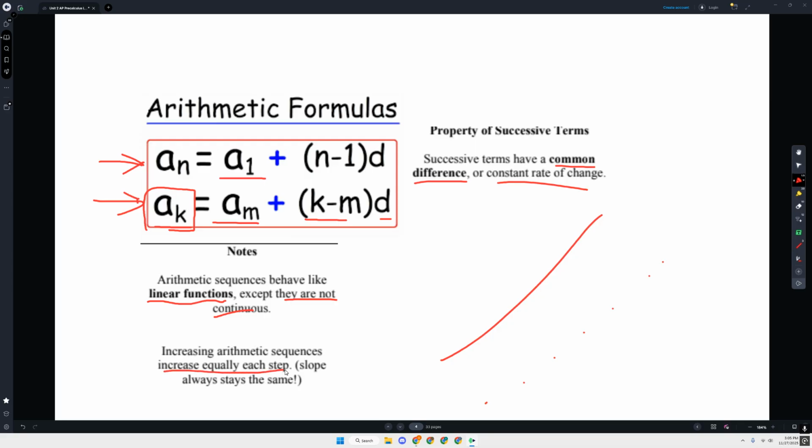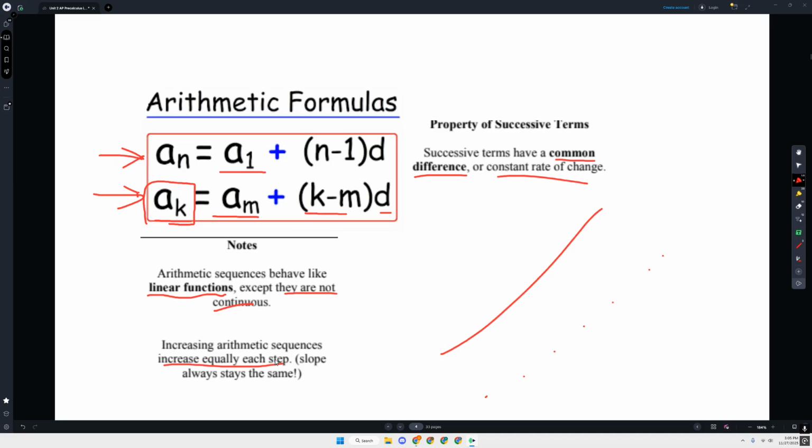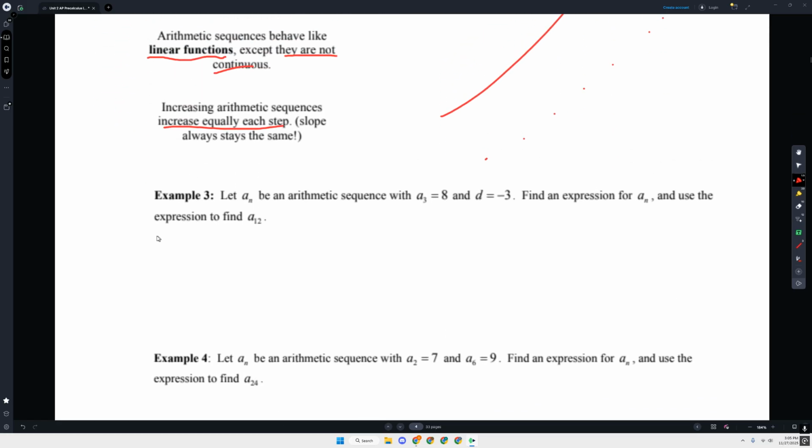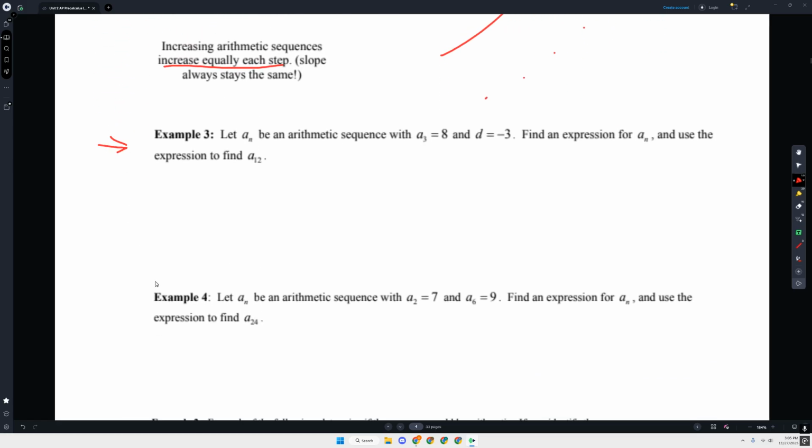And it stays constant, so slope stays the same. So let's try number 3 first. And the recursive formula is not tested on the AP exams, so you don't need that.